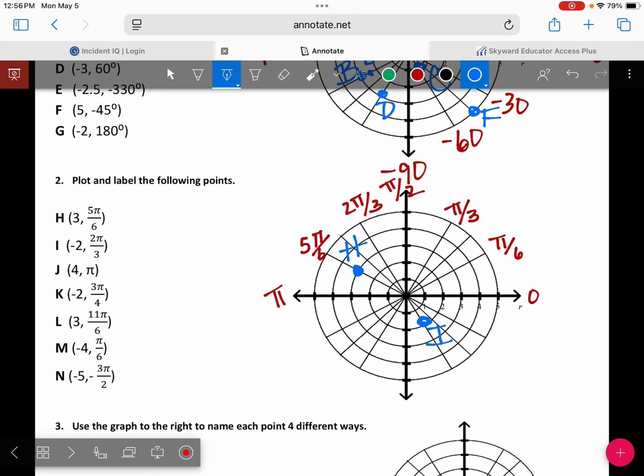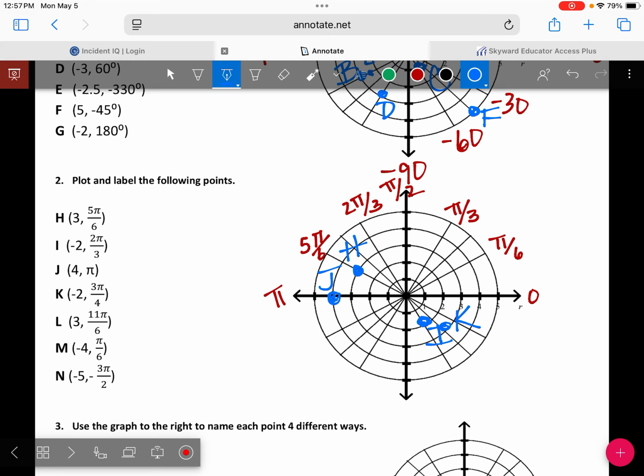J, I'm on pi. Am I going to count forward? Am I going to go backwards? Forward because it's positive 1, 2, 3, 4. So I'm right here. 3 pi over 4, that's here. It's not labeled, but this is 3 pi over 4, but it's negative, so I'm going to count back 1, 2, and it's going to look like it's right next to I. So K is really close to I.